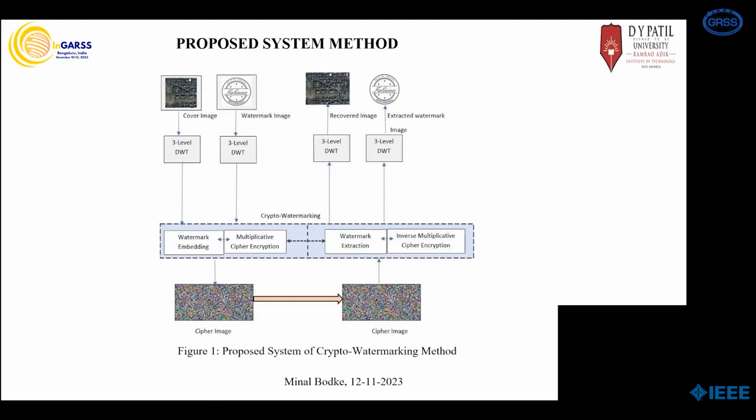Then we are going to apply 3-level DWT for watermarking, and once we watermark the image, we do the encryption by applying the multiplicative cipher encryption technique, and the resultant will be the cipher image. Now this cipher image, as you can see in the diagram, is not in an understandable format. So this cipher image is transmitted over the network to the receiver. The receiver will receive that cipher image and the reverse process will be carried out, and at the resultant end we will get our recovered cover image and the extracted watermark logo.